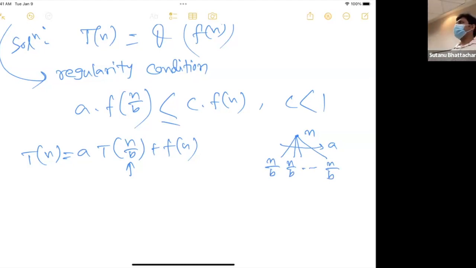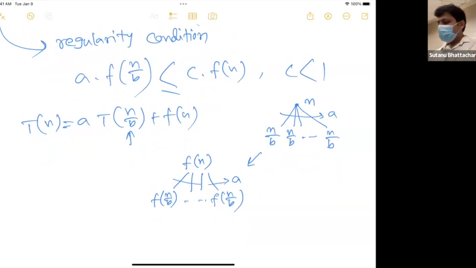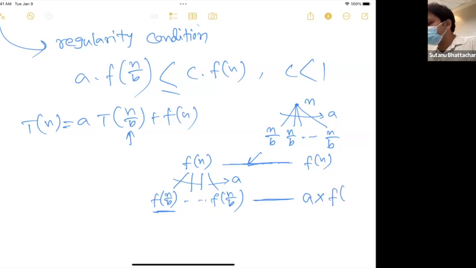Clear so far? Suppose the time I am spending is Fn, and it will be further divided into smaller subproblems, f of n by b, f of n by b. And how many subproblems are there? A number of subproblems. So at this level, you know the tree, right? At the root level, how much time am I spending? Fn. This is the total amount of time I'm spending. Now tell me, at this level, how much time are we spending? You are close: a multiplied by f of n by b. Did you get it?